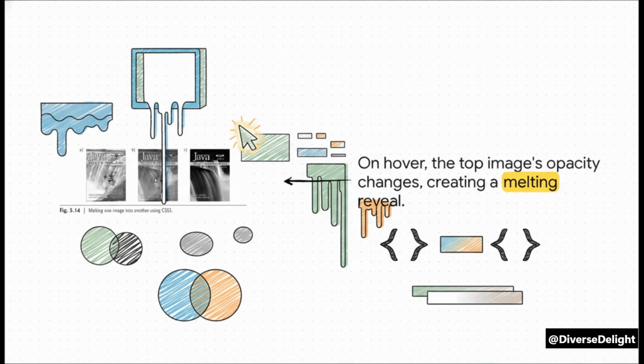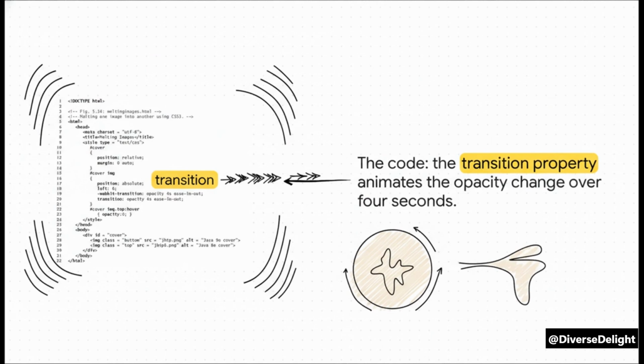See, it's not just a swap. It's a smooth, melting reveal. It feels more like you're discovering something. So how do we actually pull this off? Let's break down the code. It's simpler than it looks.